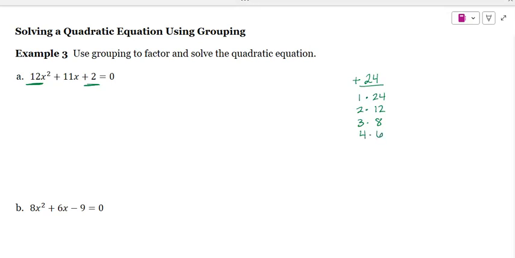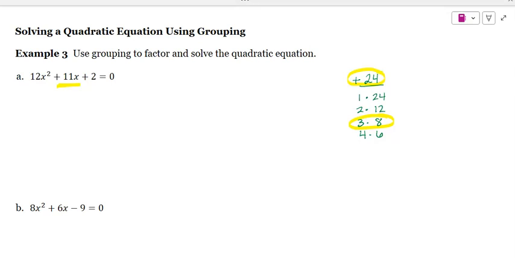I want those numbers to combine to get me that middle term, which is that plus 11 in the middle. So it looks like I want to have maybe the 3 and the 8. Notice that I'm looking for a positive 24, so that means that both of the numbers are going to have the same sign. In this case, they'll both be positive because I'm looking for a positive 11 in that center term. So it looks like I'll have a plus 3 and a plus 8.